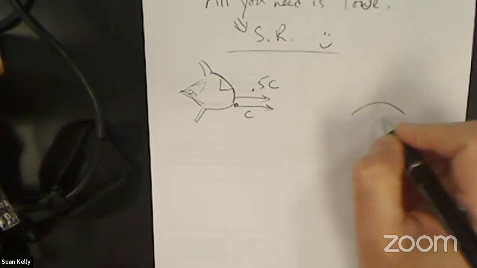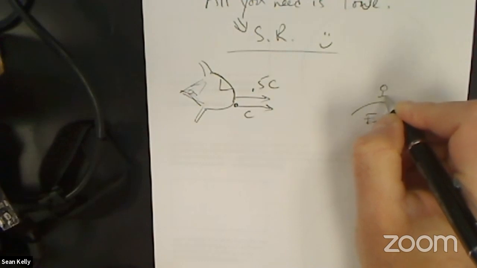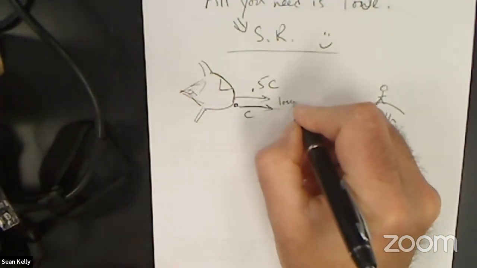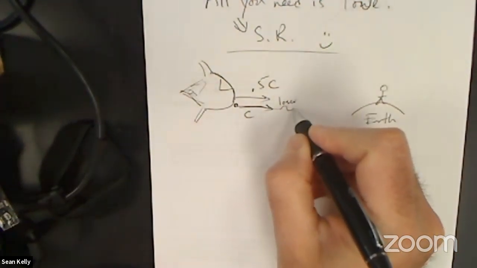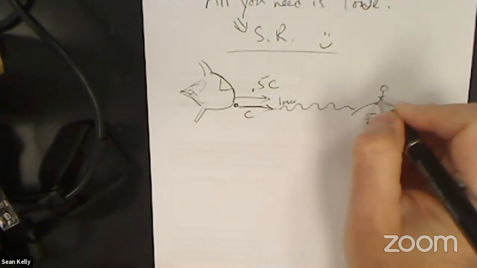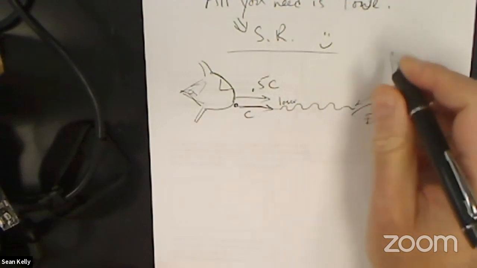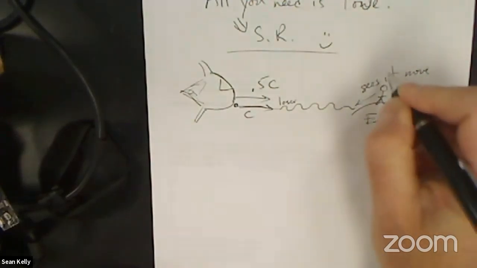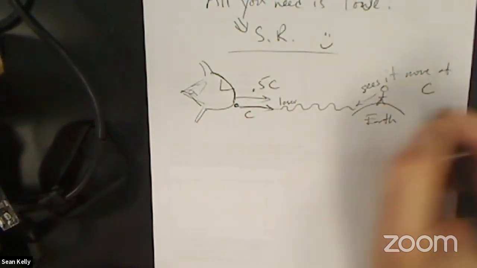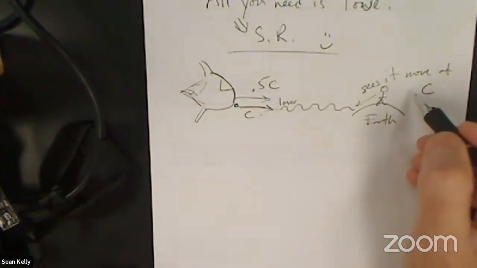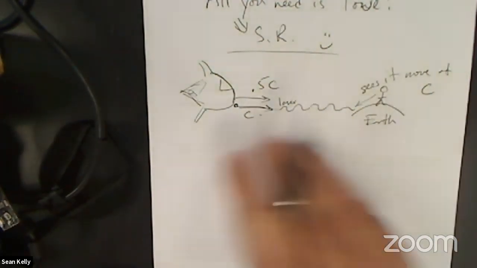If my friend is back on Earth, here's Earth, and he looks at the light, he sees this laser. The laser comes to him, right? How fast does he see this moving? And the answer is he sees it move at c, not 1.5 c. You don't add these two together. He just sees c, no matter what.